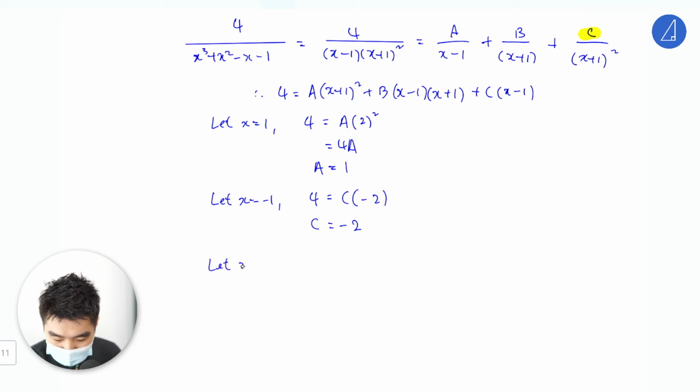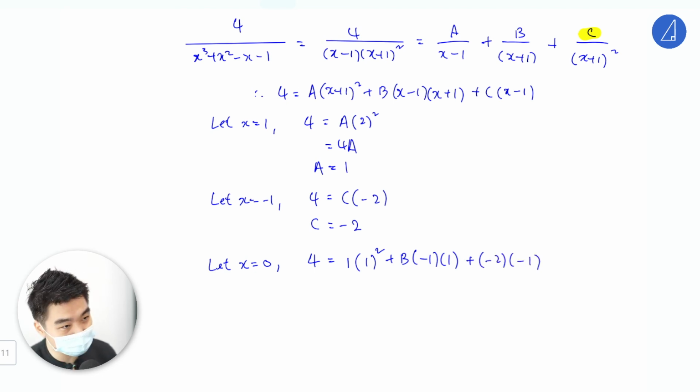So let's say I use the second method that I've mentioned just now. I let x be equal to 0. On my left hand side, this is 4. On my right hand side, I will have a, which is 1, multiplied by 0 plus 1, so that's 1 squared. That's my first term. Second term, it's b, multiplied by a -1 here and a +1. And last, I'll have my c, which is -2, multiplied by a -1 over here, 0 minus 1.